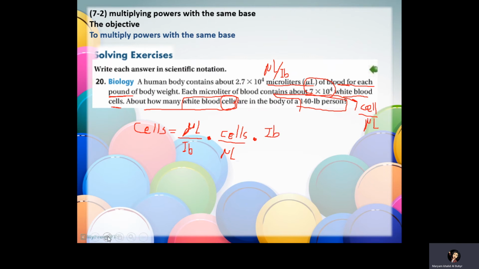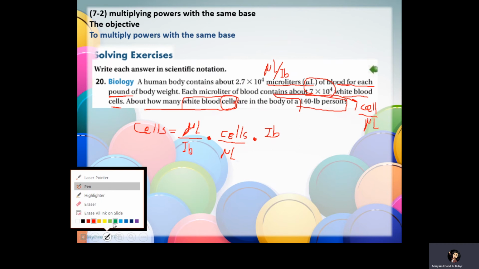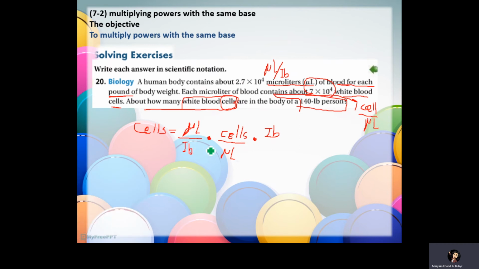Now I can simplify. Look at this. It is like I'm dealing with variables. Cancel this one with this one, this pound with this pound. The remaining is only cells. That's what I need. Let's substitute the numbers and see the value that I want.